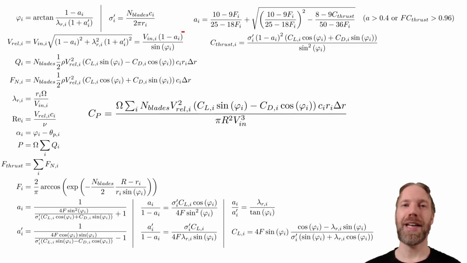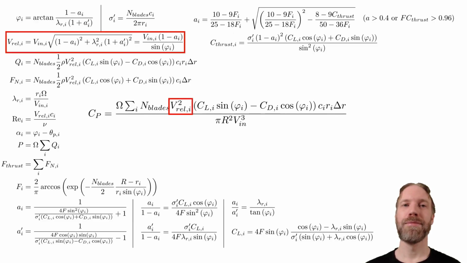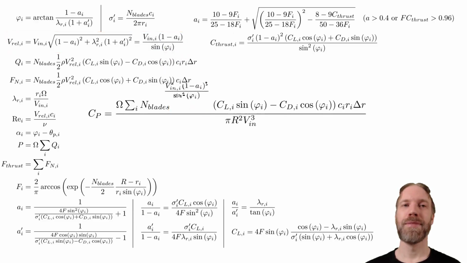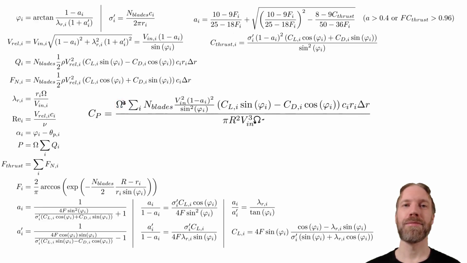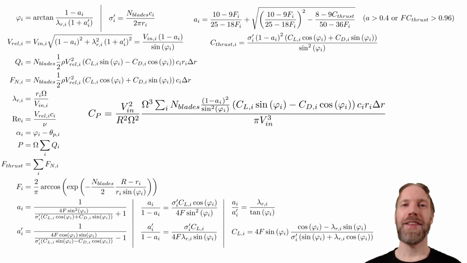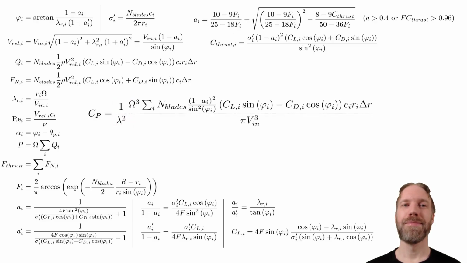Insert expression for the relative wind speed. We will now make the assumption that the inlet speed is the same for all segments. Multiply both numerator and denominator with the rotational velocity squared. Combine these. This is 1 over the turbine tip speed ratio squared. Combine these.